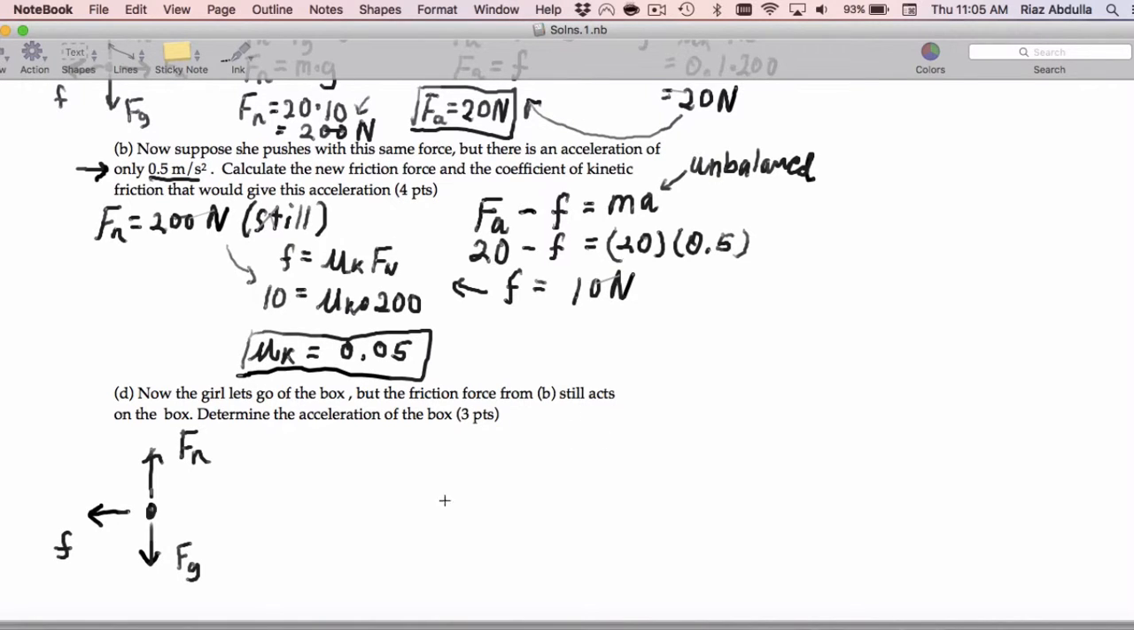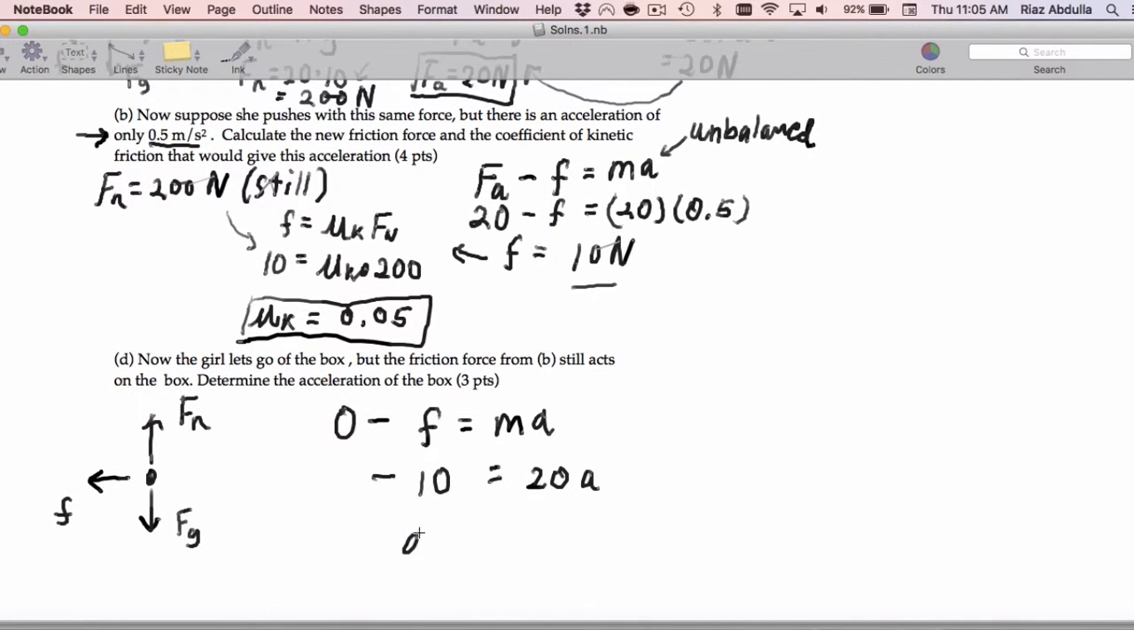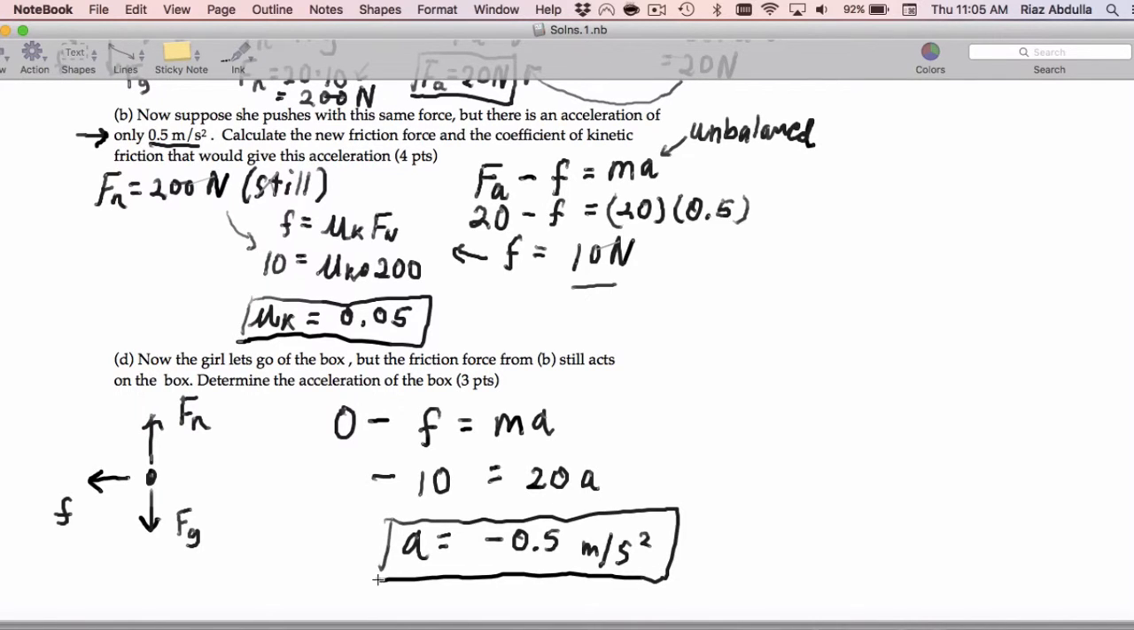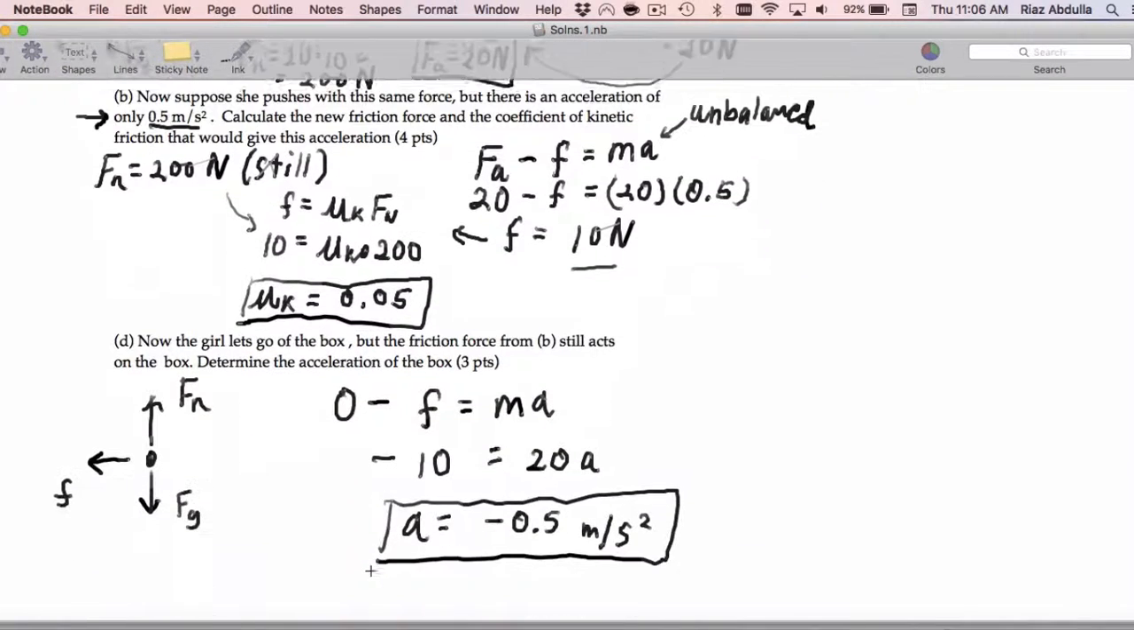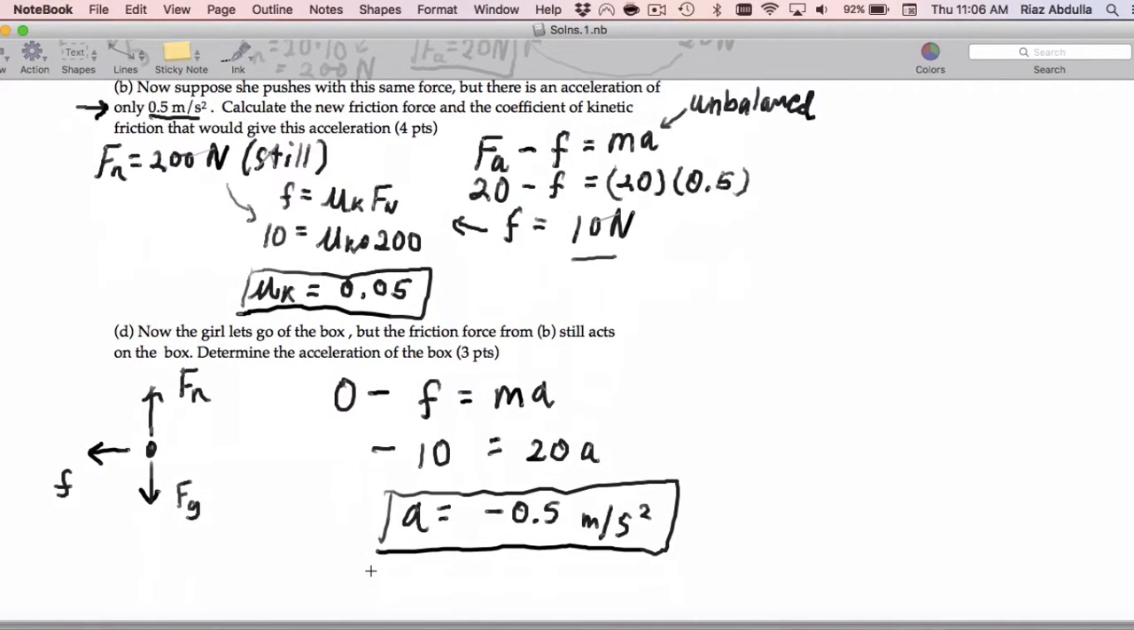Now we have no applied force because we cut that force off. So if we want to set up the equation, we would say 0 minus the force of friction equals mass times acceleration. And we have a 10 Newton force here, so negative 10 equals 20 times a. And when we isolate, we're going to end up getting that the acceleration is negative 0.5 meters per second squared. And that is page 2, problem number 7. We'll take a look at the third page in the next video.